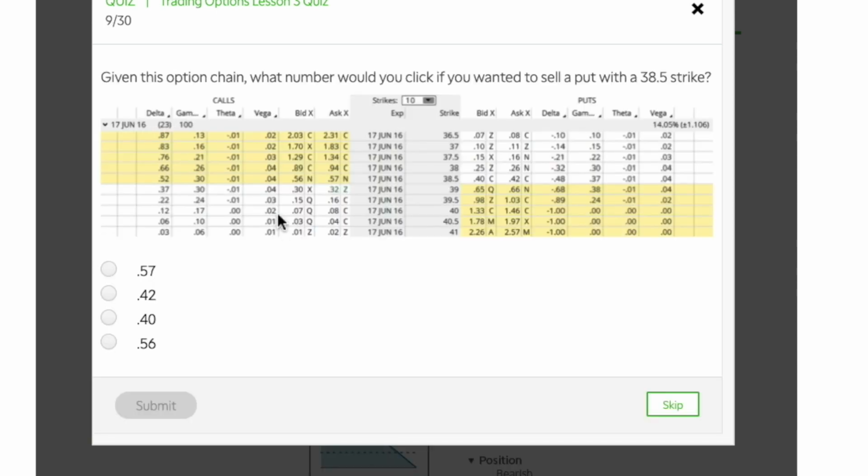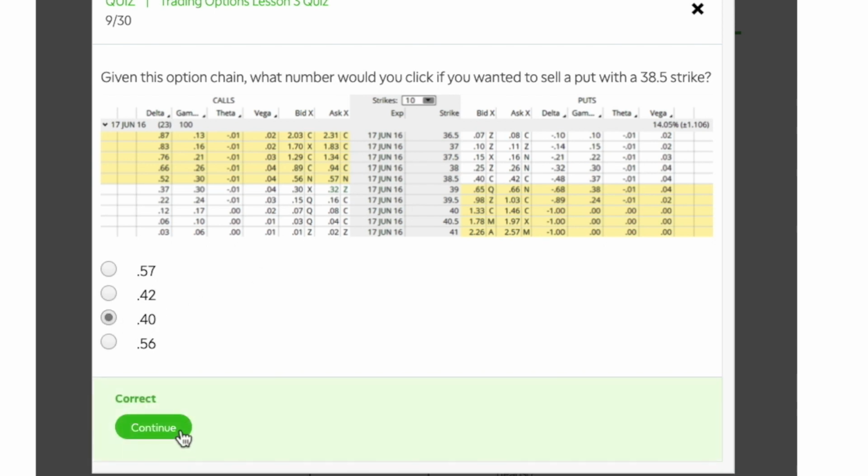Given this option chain, what number would you click if you wanted to sell a put with a 38.5 strike? 38.5 strike, if I want to sell a put. Okay, so remember before I got it wrong because I chose the ask as what I wanted to sell it as. But if my theory was correct, I should be choosing the bid because this is what I want to sell it at instantly, and then there's a buyer available. So let's see if that's correct. That is correct. So no on the earlier one.